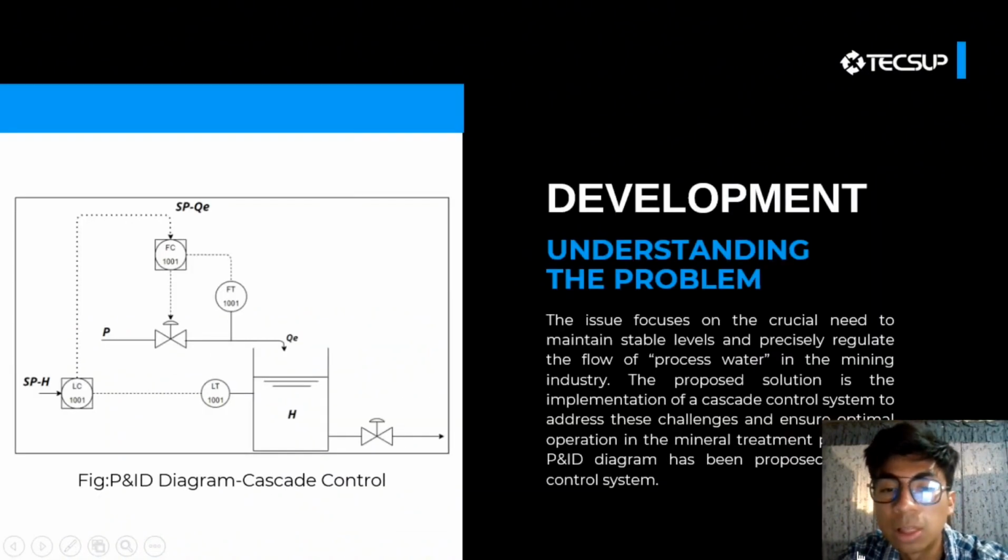Then we have the development, understanding the problem. The issue focuses on the crucial need to maintain stable levels and precisely regulate the flow of processed water in the mining industry. The proposed solution is the implementation of a cascade control system to address these challenges and ensure optimal operation in the mineral treatment. We have this diagram, the P&ID, that presents how we will solve this problem.